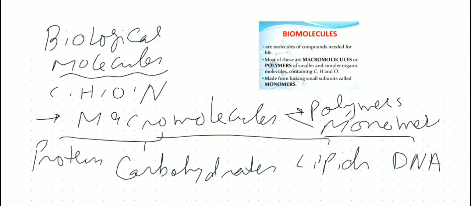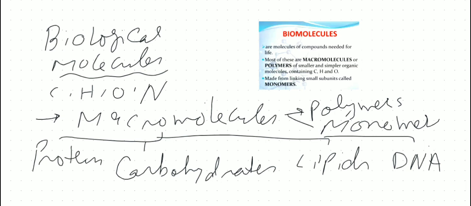Dear students, today our topic is biological molecules. Biological molecules are those molecules which are present in living organisms. All the molecules which are present in living organisms are known as biological molecules. As you know, molecules are made up of atoms. So biological molecules are also made up of atoms, mainly the major elements carbon, hydrogen, oxygen, and nitrogen.